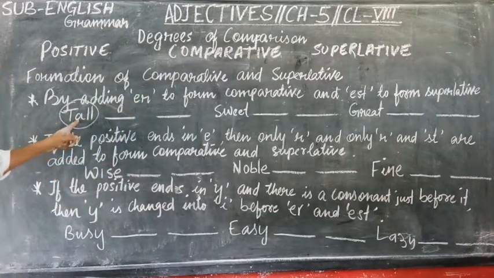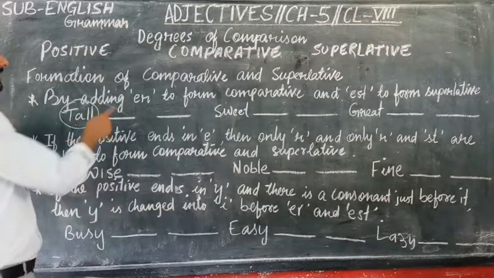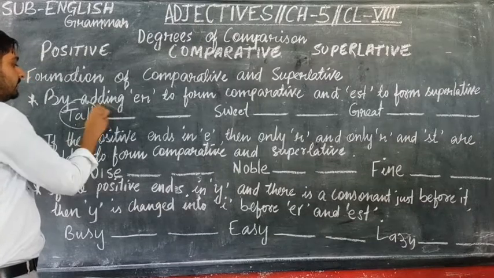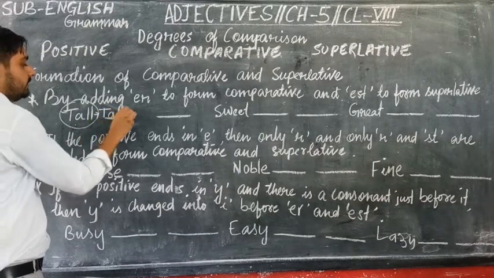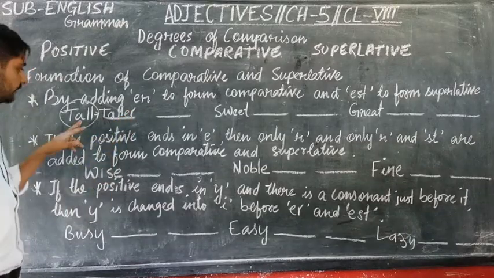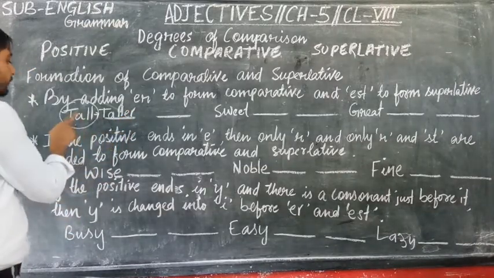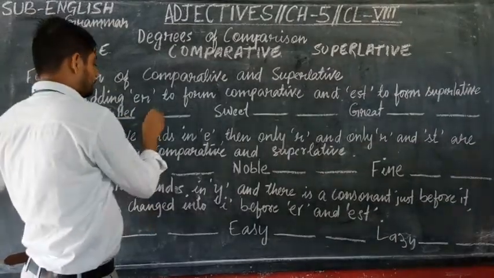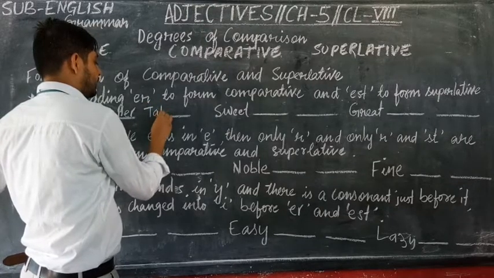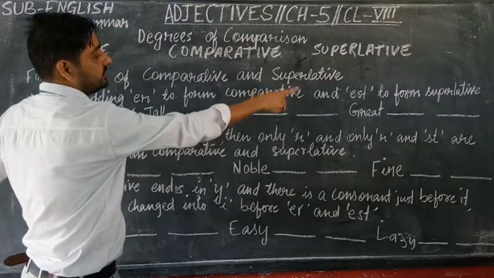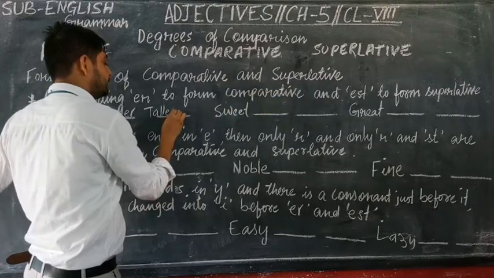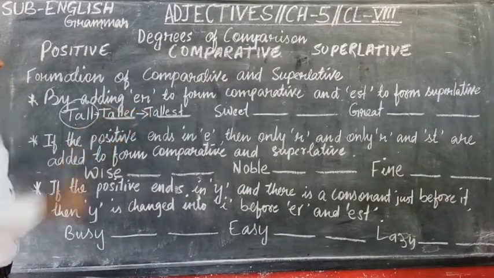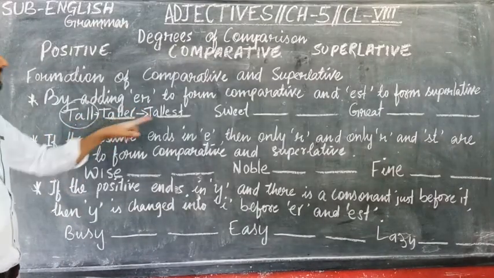So tall. How can we make the comparative? By adding er, it is given. So we will write T A double L E R, taller. Tall, taller. This is positive, comparative, and now we will make the superlative also. Taller, T A double L, what do we add? E S T. Tallest. Tall, taller, tallest. Positive, comparative, superlative.